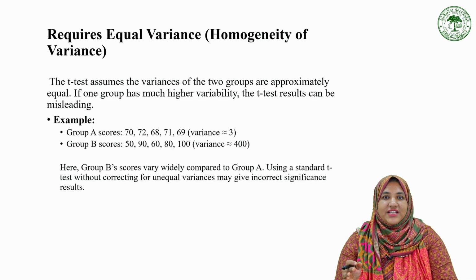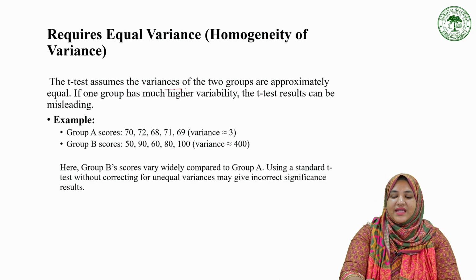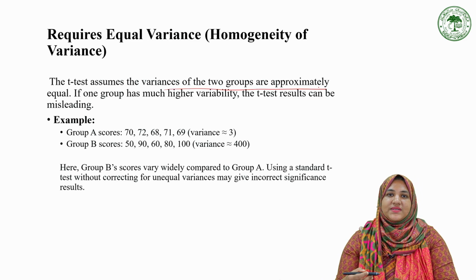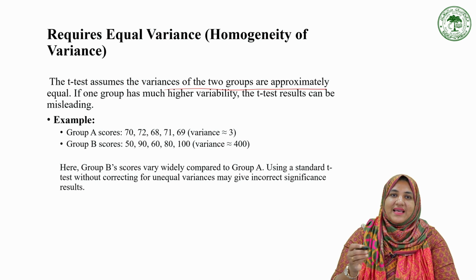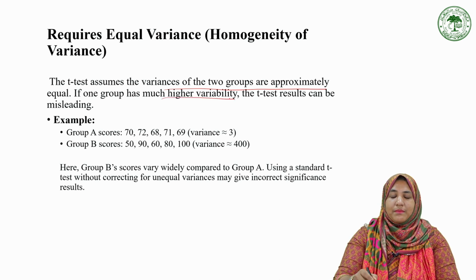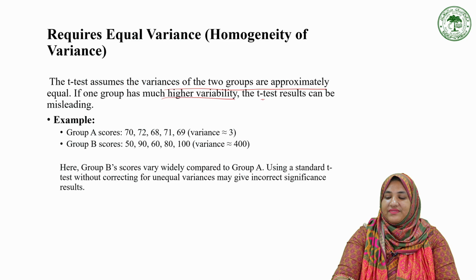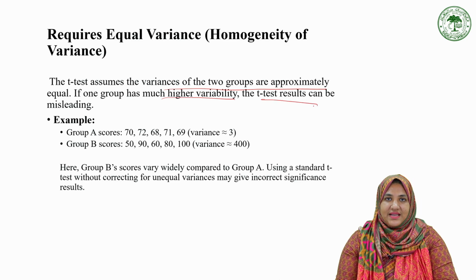That means homogeneity of variance is required in the t-test. The t-test assumes the variances of the two groups are approximately equal. That means if one group has much higher variability, then the t-test result can be misleading, isn't it?